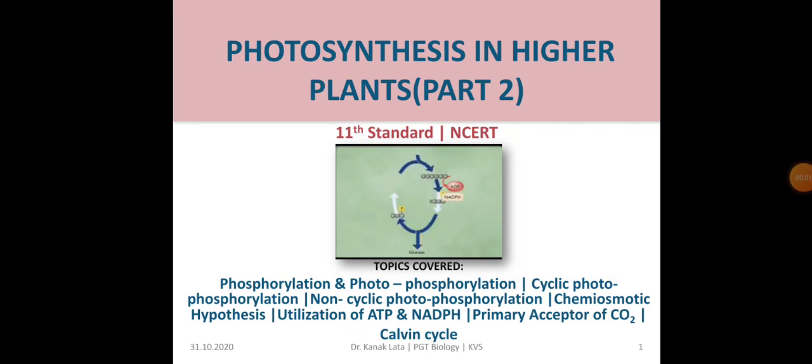Hello friends, today I am here with the second part of photosynthesis in higher plants of 11th standard. In this session, we will discuss phosphorylation and photophosphorylation, cyclic photophosphorylation and non-cyclic photophosphorylation, chemiosmotic hypothesis, utilization of ATP and NADPH, primary acceptor of carbon dioxide and Calvin cycle.